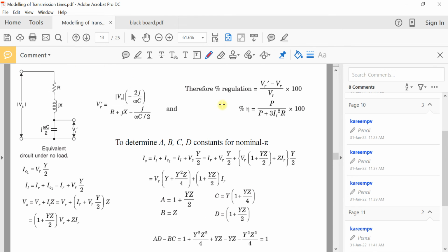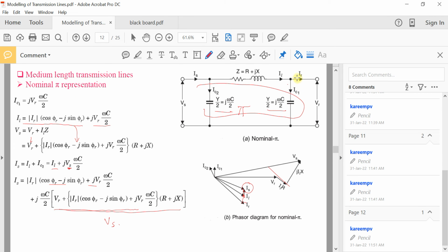And in order to find VR dash, actually we have to know the no load voltage at the receiving end, that is VR dash. At the receiving end, we have no load current IL. So in order to calculate the regulation of the transmission line, we have to find the VR when there is no load on the transmission line, which is designated as VR dash. When there is no load on the transmission line, only the charging current will be there. This IC1 will be there, and if you find the voltage across the capacitor at that point, that will be VR here. So the equivalent circuit will be something like this.